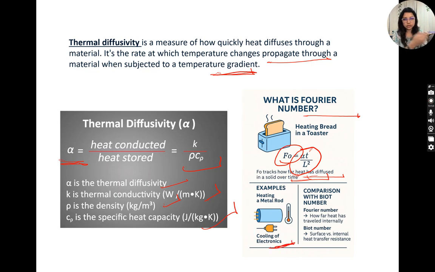It is a distance phenomenon which measures how much heat has transferred. If we compare it with the Biot number we studied in the last class, which is the ratio of surface to internal heat transfer resistance, the Fourier number measures how far heat has traveled internally. We are reading all these numbers and formulas because there are some numericals based particularly on these topics.